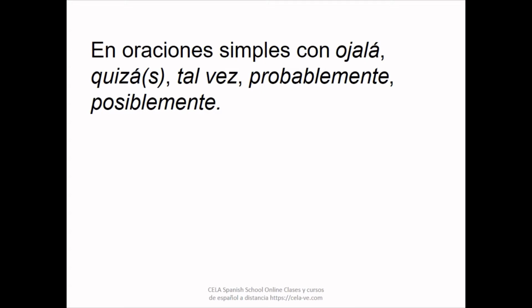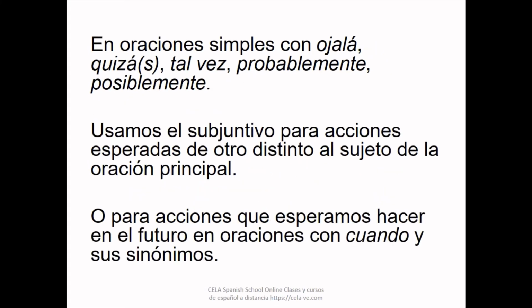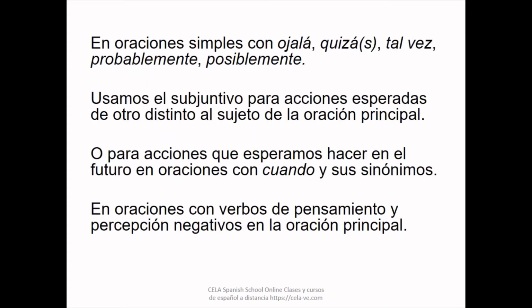Let's recap. We use the subjunctive in simple sentences with ojalá, quizás, tal vez, probablemente, and posiblemente. We use the subjuntivo for actions expected of someone other than the subject of the main sentence. We use the subjuntivo in sentences with cuando for actions we plan or expect to do in the future. We also use the subjunctive in sentences that have verbs of perception and thought in negation in the main sentence.